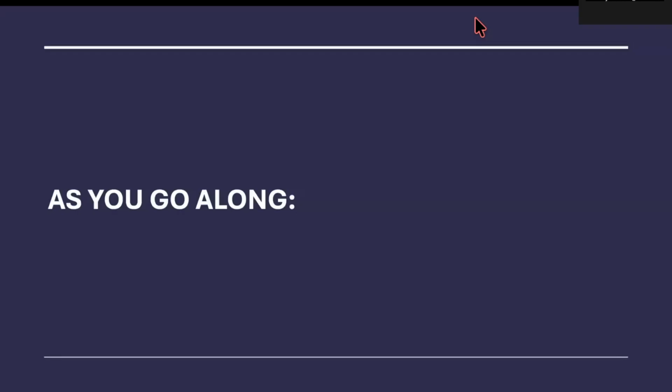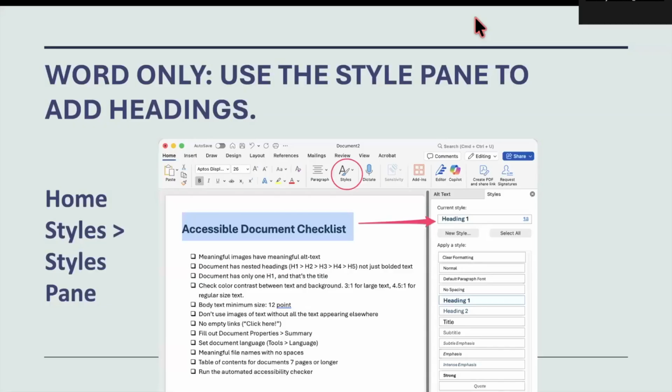Okay, we are all set to add our content to the source document. So let's look at what we can do to build in accessibility as we build in content to our document. So in Word only, you're going to use the style pane to add headings. We just had it open so we can make our normal font, our body font, 12 points minimum.